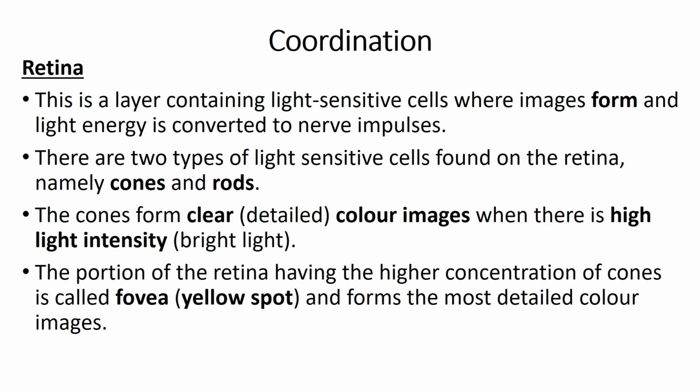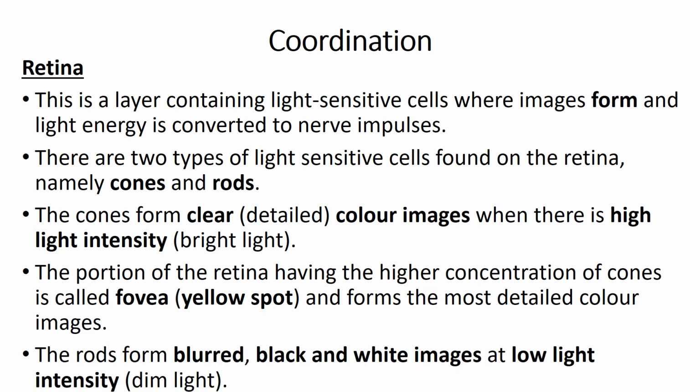So there are two types of light sensitive cells, cones and rods. The yellow spot is the one that has a lot of cones. That's why it has a lot of light sensitive cells. And when light reaches the yellow spot, the images from that light are going to be clear. The rods, on the other hand, form red, black, and white images at low light intensity.